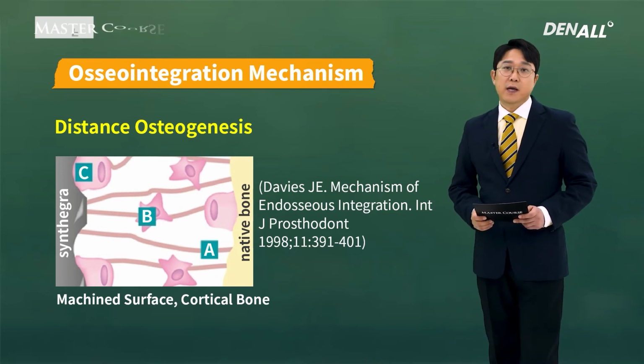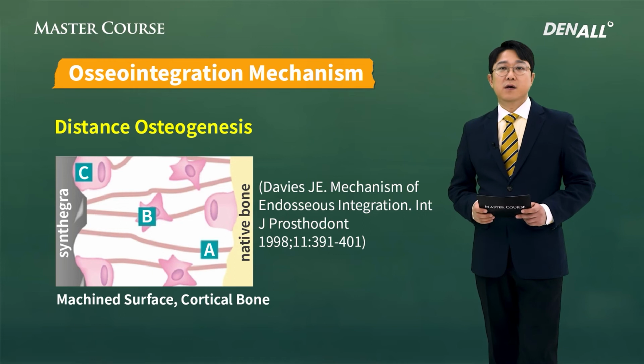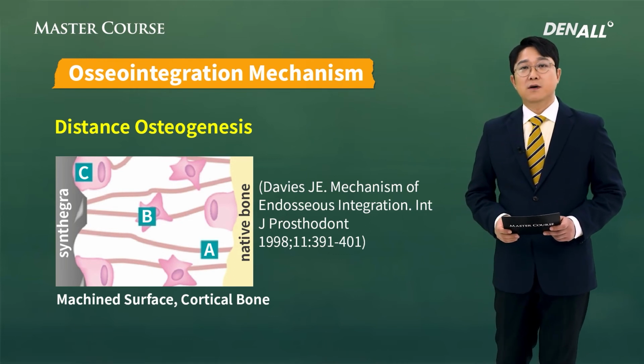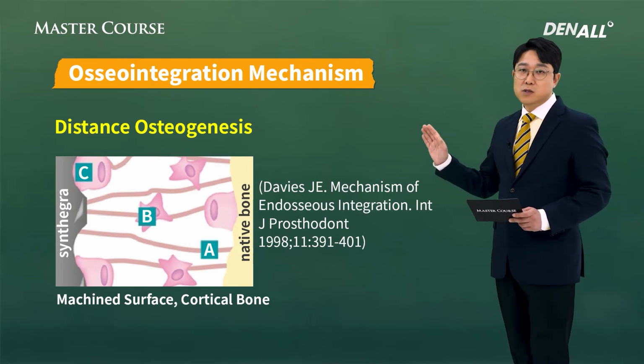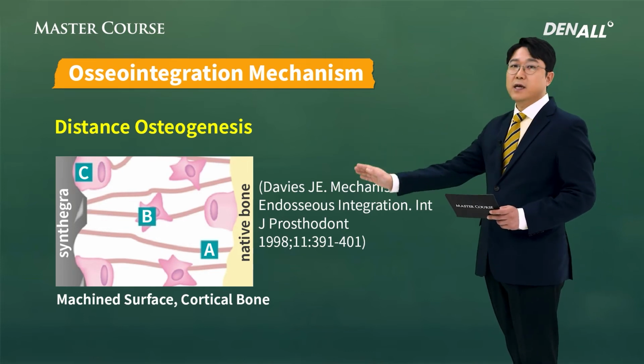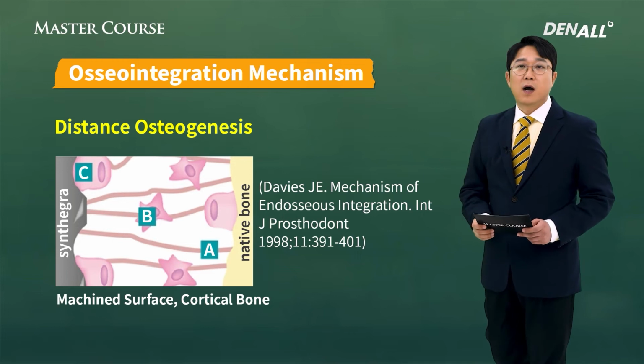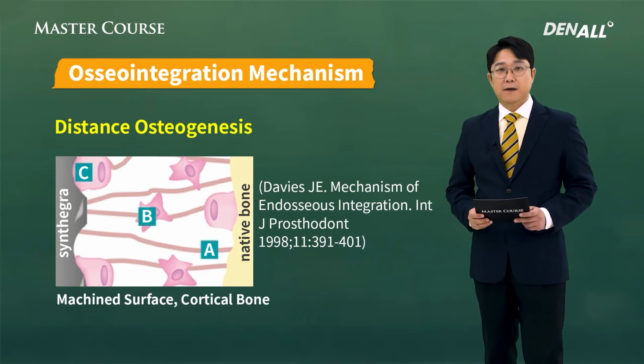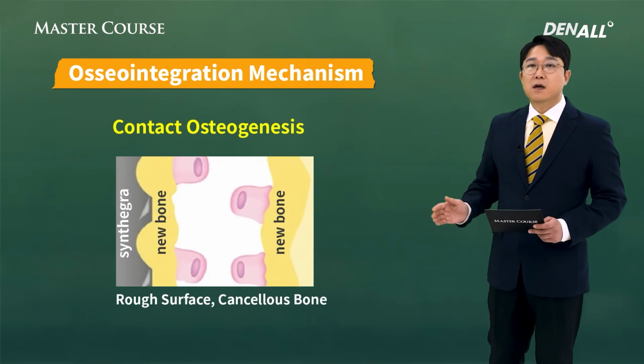On the surface of the implant, the blood clots should adhere. Otherwise, the osteoblast cannot exist there. Therefore, bone formation is only progressing from the host bone to the implant. This is the osseointegration mechanism observed in the machined implant in the past.